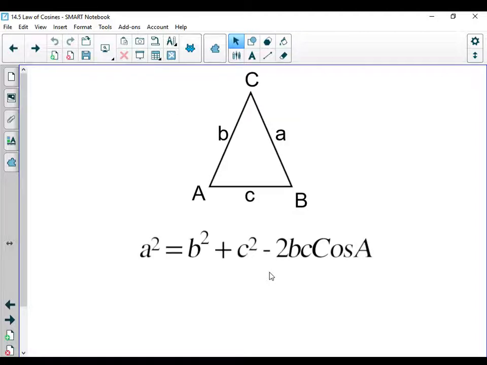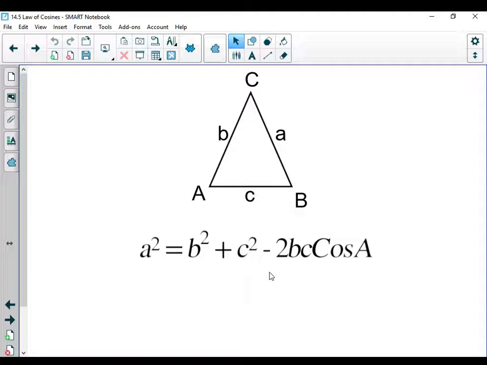Okay, so law of cosines is this massive formula here. Go ahead and write that down. Again, it doesn't matter where you put A, B, and C, but it does matter where you put its opposing side.